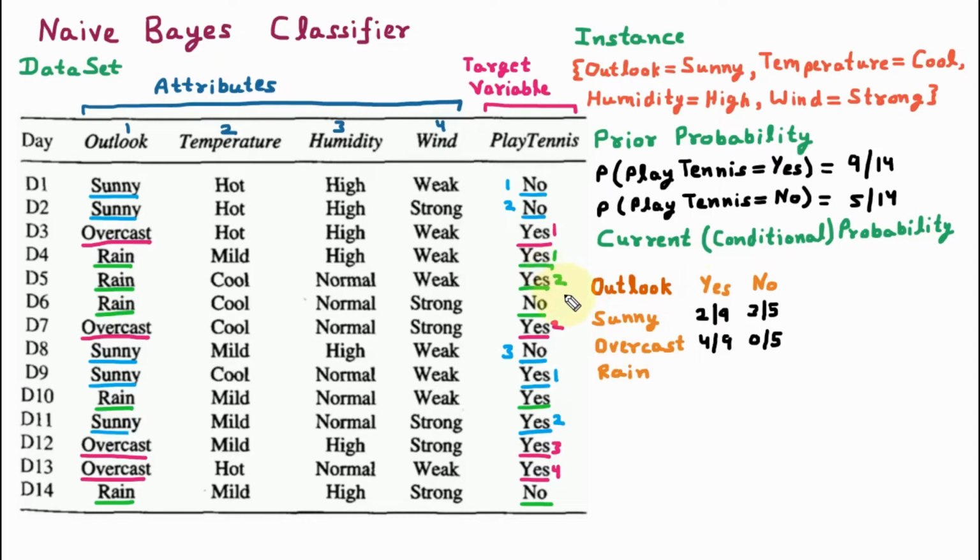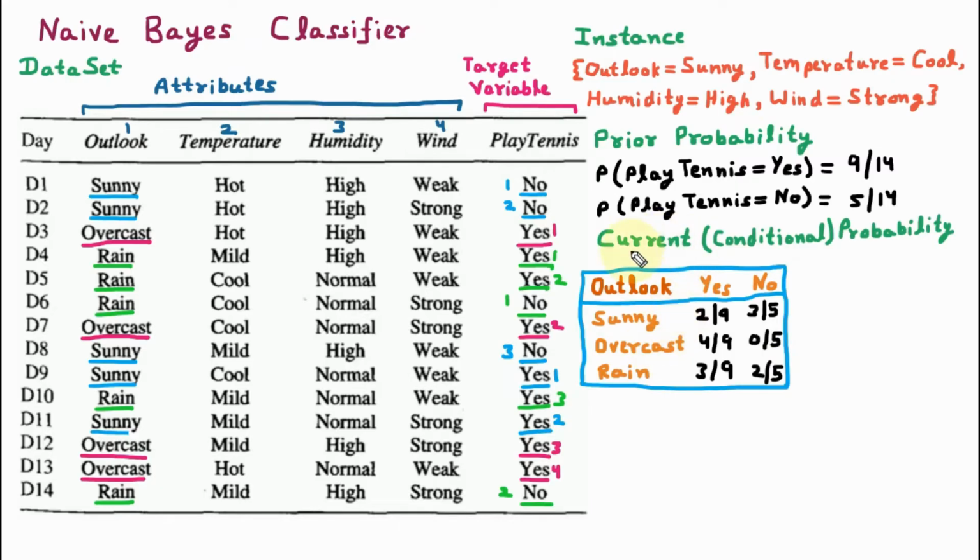So 1, 2, 3. So 3 divided by total, which will be 9. Now counting the no. So 1 and 2. Here 2 divided by total no, which is 5. Now we are checking the current or conditional probability for temperature.